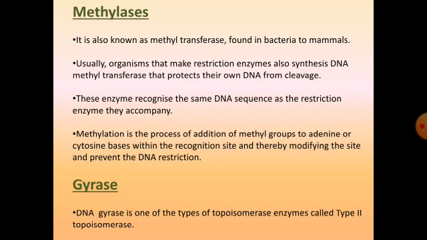The next enzyme is methylases. It is also known as methyl transferases. It is mostly found in bacteria and also in mammals. Usually, organisms that make restriction enzymes also synthesize DNA methyl transferase that protects their own DNA from cleavage. These enzymes recognize the same DNA sequence as the restriction enzyme they accompany. So methylation is the process of addition of methyl groups to adenine or cytosine bases within the recognition site, thereby modifying the site and preventing restriction of the DNA by foreign restriction enzymes.